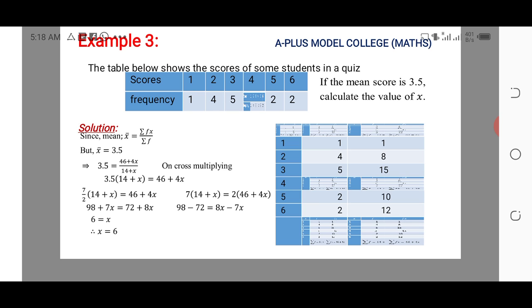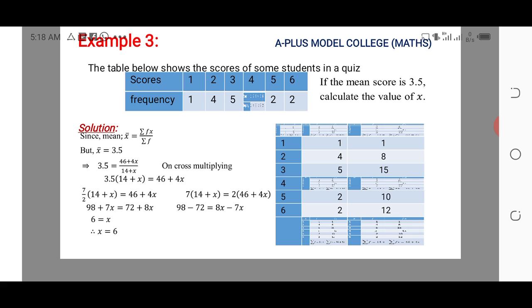So 1 times 1 gives us 1, 2 times 4 gives us 8, 3 times 5 gives us 15, 4 times x gives us 4x, 5 times 2 gives us 10, and 6 times 2 gives us 12. Now the summation of f will be in terms of x, and that is 14 plus x.